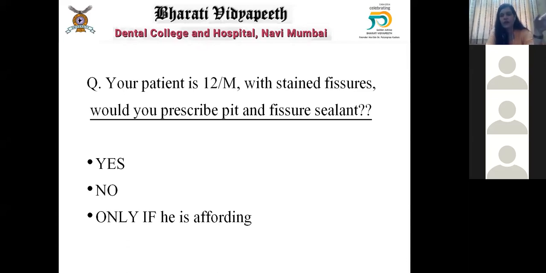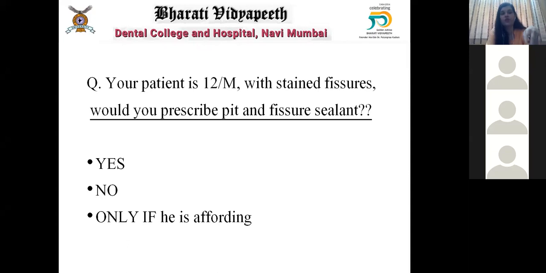So from 6 and till the age of 10 years, you can consider them as newly erupted. Now this child is already 12 years, so it's not a newly erupted tooth. So you will not give a pit and fissure sealant for that reason, not because of the staining aspect.